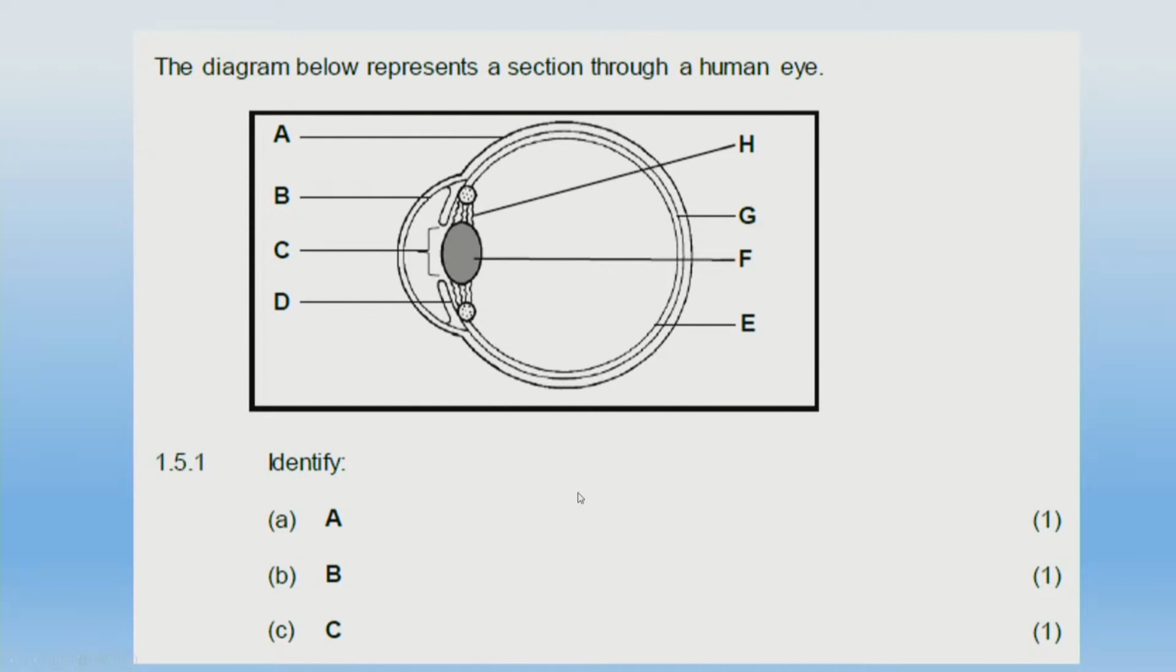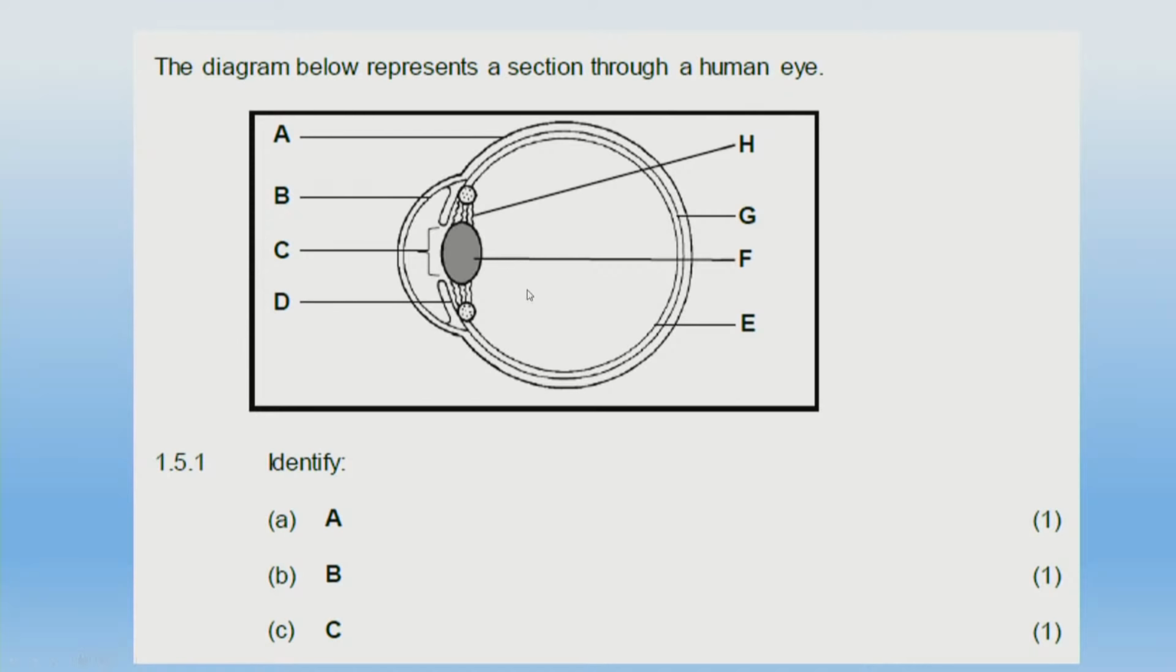Okay, we have a diagram here, or a question which is based on this. It is question 1.5.1. Okay, we have all those labels, label number A up to E, F, G, and H. And then 1.5.1 says identify part number A, B, and C. What is part number A? When you look at this diagram, part number A represents the sclera, and then part number B is the cornea, and then part number C is the pupil.